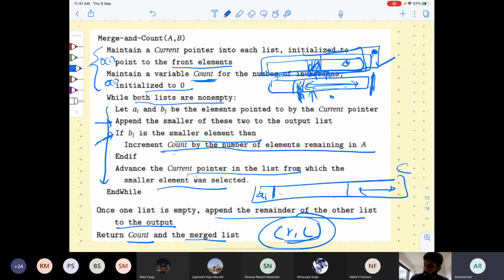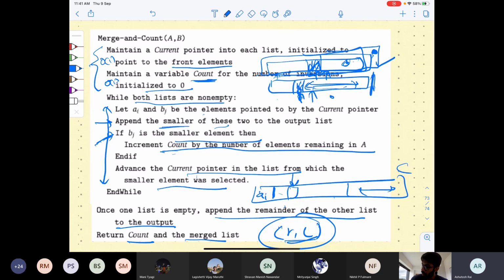This is the main thing, right? But what are the while loop operations? You compare the elements pointed to by the pointers, so you can access them in order one time. You find the smaller one, which can be done in order one time. Then you add that to the list C, which also has a current pointer, because you are appending it. So that also is order one time.